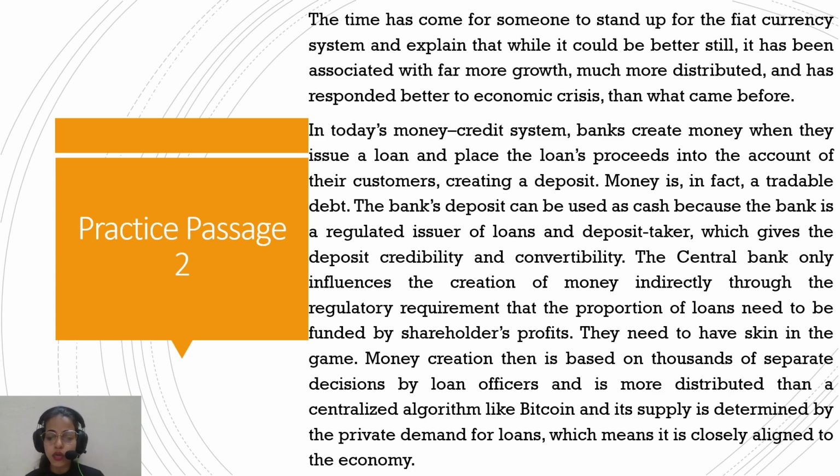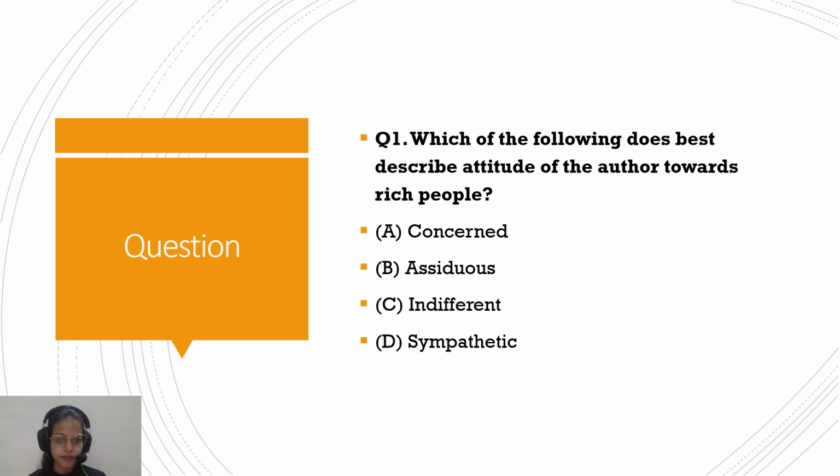The central bank only influences the creation of money indirectly through the regulatory requirement that a proportion of loans need to be funded by shareholders' profits. They need to have skin in the game. Money creation then is based on thousands of separate decisions by loan officers and is more distributed than a centralized algorithm like Bitcoin. Its supply is determined by the private demand for loans, which means it is closely aligned to the economy. So, this was our passage.